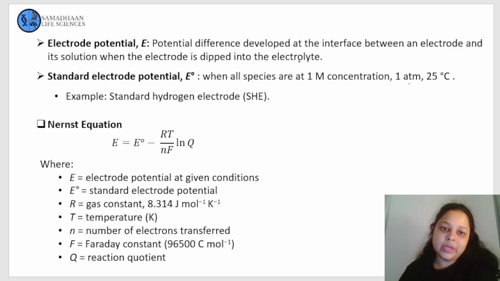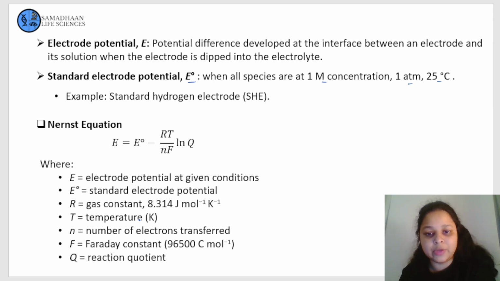Now, if we can measure this electrode potential in a standard condition like 1 molar concentration, 1 atmospheric pressure and 25 degrees centigrade, then we call that the standard electrode potential E0. Not always are the conditions standard. So, to calculate the electrode potential in non-standard conditions, we have the Nernst equation. These are the parameters involved in the equation.